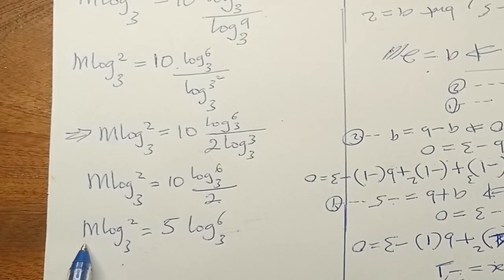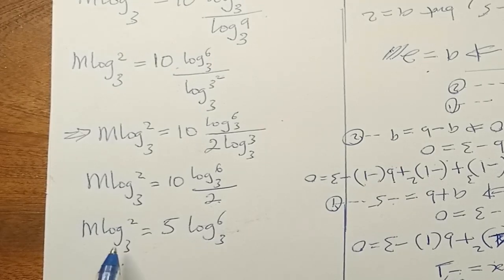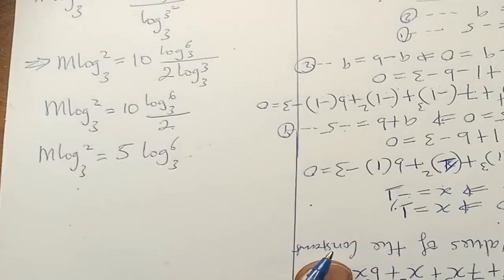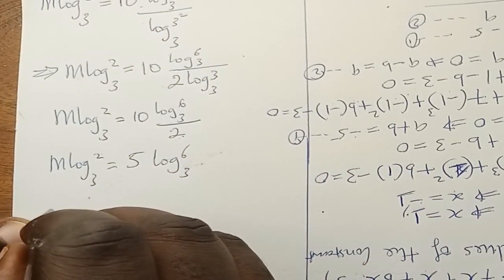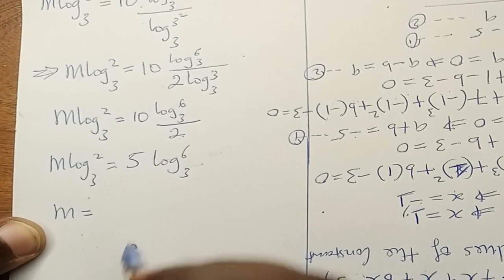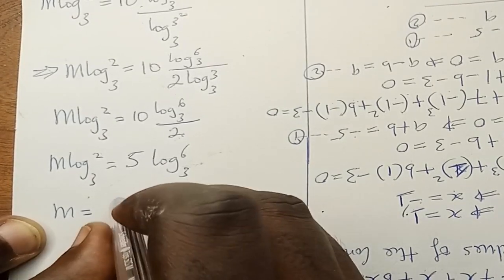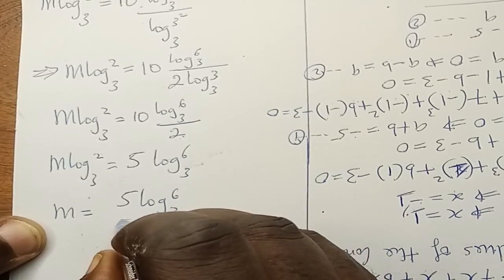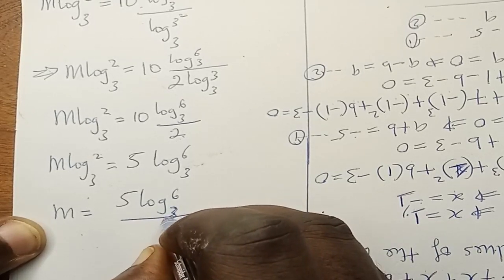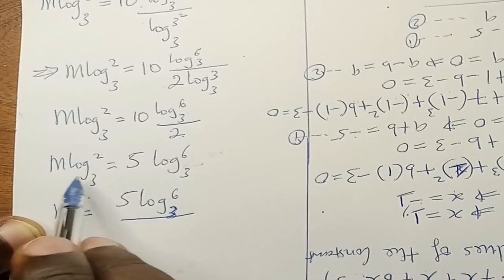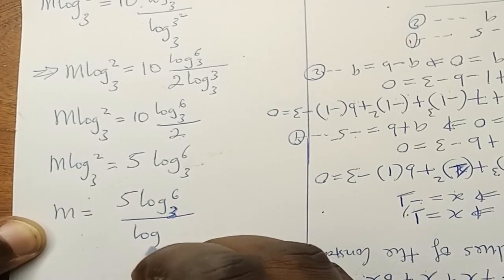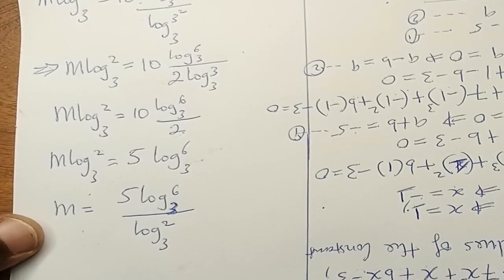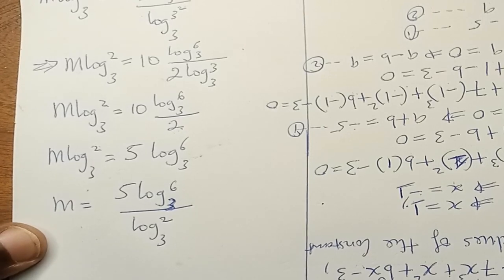To get m, we must divide this side by log of 3, 2. So to make m stand alone on one side, we are going to say that m will be equal to 5 log of 3, 6, divided by log of 3, 2. So we have this now.